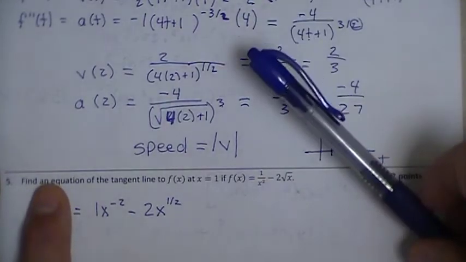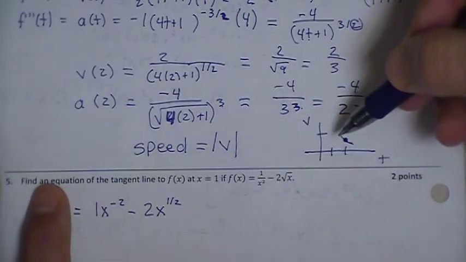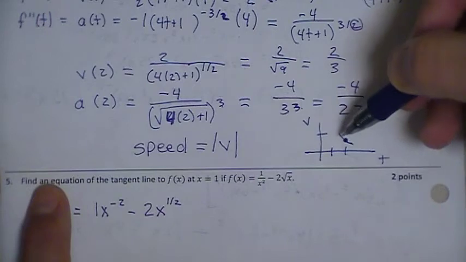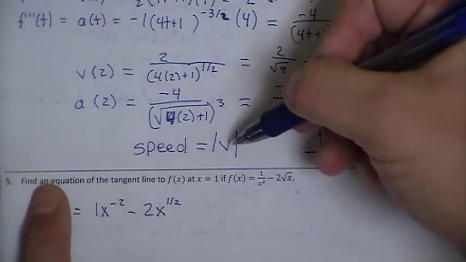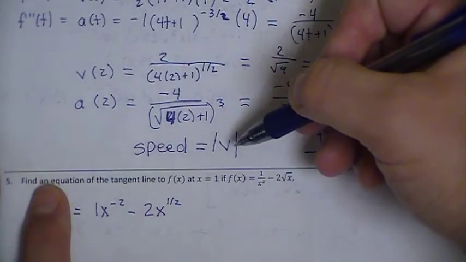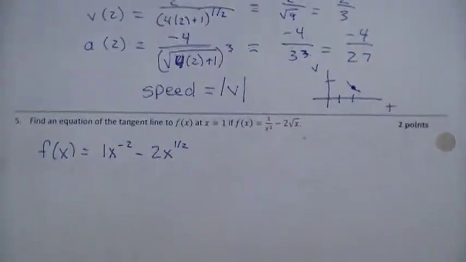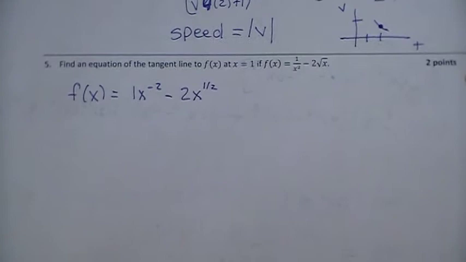And if you look at what's happening with this velocity graph as we go through the point where t is 2, isn't that velocity getting closer to 0? So since this velocity is getting closer to 0, the absolute value of velocity is decreasing, and hence speed would be decreasing. And then the last question here was a tangent line question.